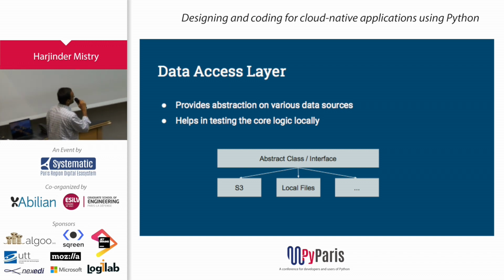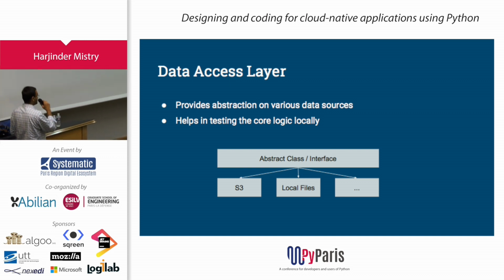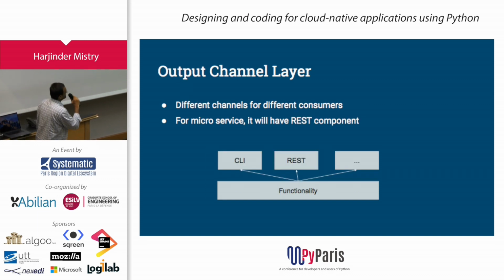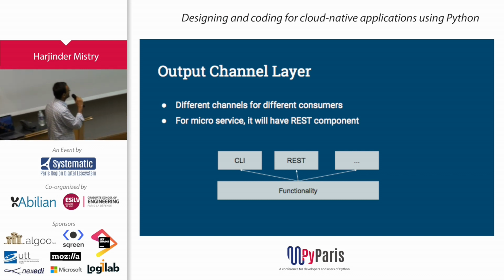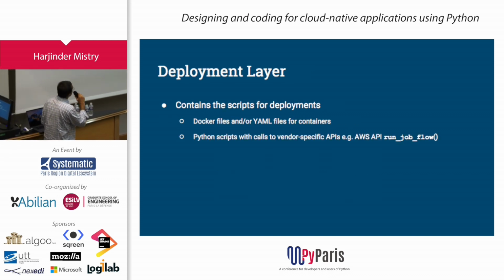Then, as we discussed, there is a layer for data access, and we have an abstract class, which actually represents a data store, and then we have concrete classes, which are basically the children of this abstract class. And similarly, we have the output channel layer. For microservices, this would be the REST layer. Last but not the least, the deployment layer.